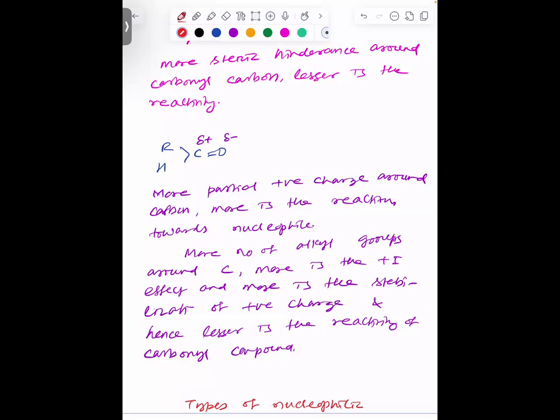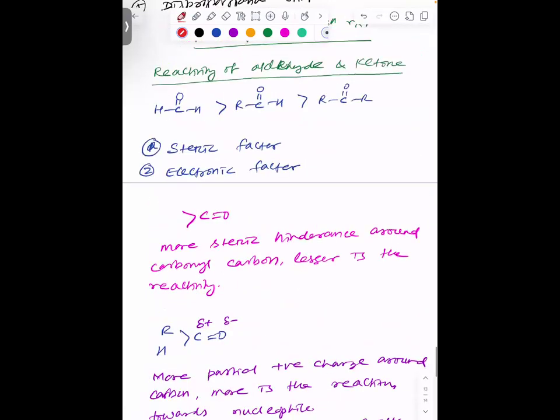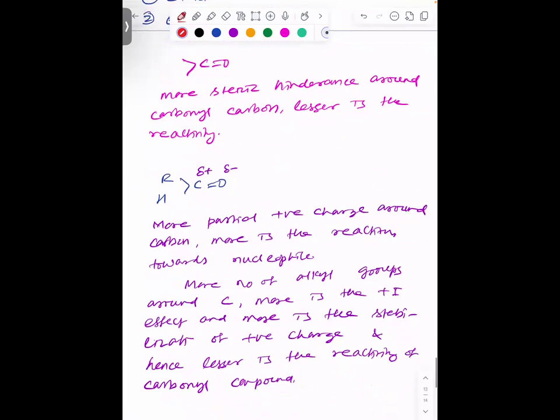So first is steric, next is electronic. More is the number of alkyl groups around the carbonyl carbon, more is the stabilization of partial positive charge, and hence lesser is the reactivity. So I think up to this is clear.